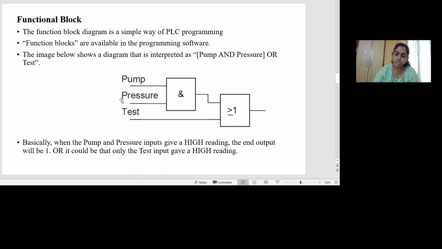So the functional block diagram, the advantages include it is suitable for motion control applications. And the second advantage is that many programming lines can be put in one or several functional blocks. So in that way, it becomes more structured. The disadvantages would include, since the function blocks are anywhere on the sheet, it becomes very difficult to troubleshoot in case of functional block diagrams.